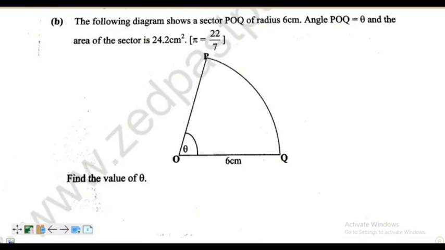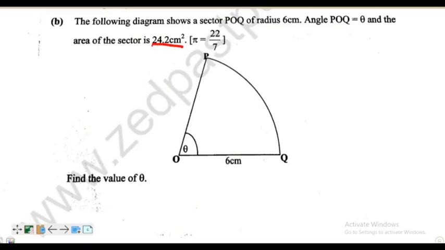Let us now come to question B. Question B says the following diagram shows sector POQ of radius 6 centimeters. Angle POQ is equal to theta, and the area of this sector is 24.2 square centimeters. So this is the question right here. They want you to find the value of theta. Okay, so how do you find the value of theta? Remember, this is a sector and they have given you the area in the question, which is right here.